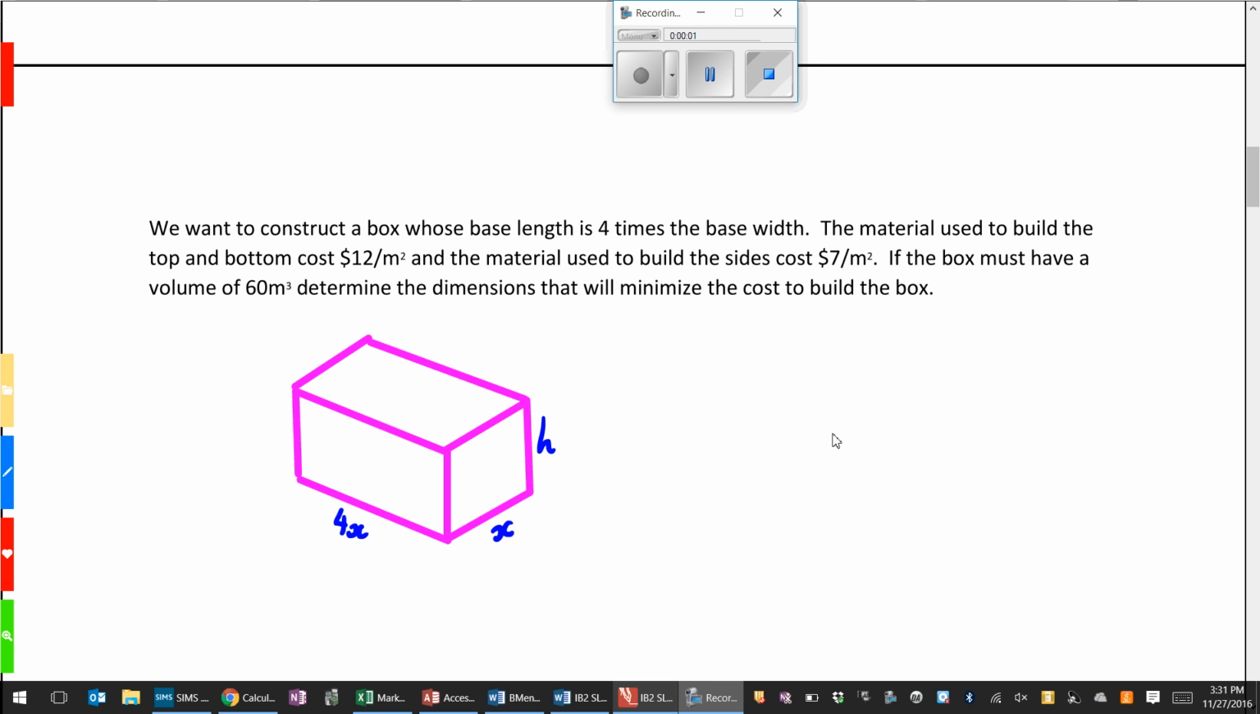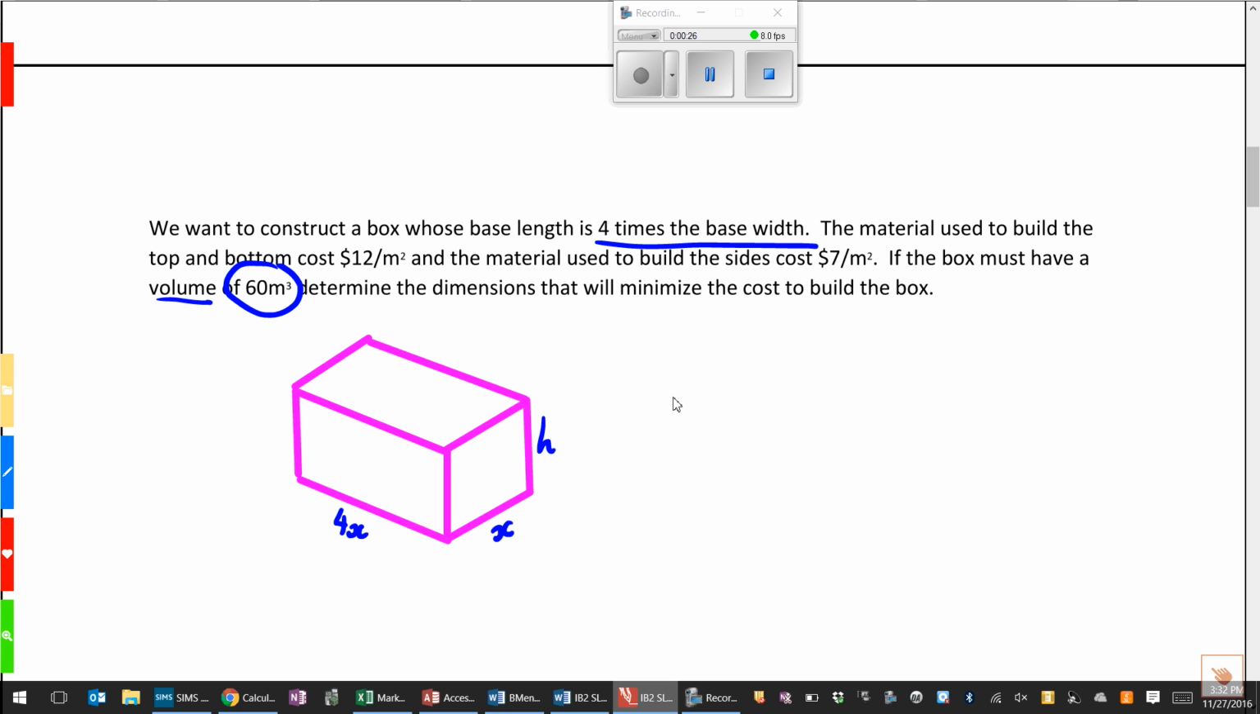We want to construct a box whose base is 4 times the base width. So I've set x as the base width because that's my starting point, and then the length is 4 times whatever that is. Okay, we've got a box, so I've still got to consider the height, and that's because the volume is 60 meters cubed.